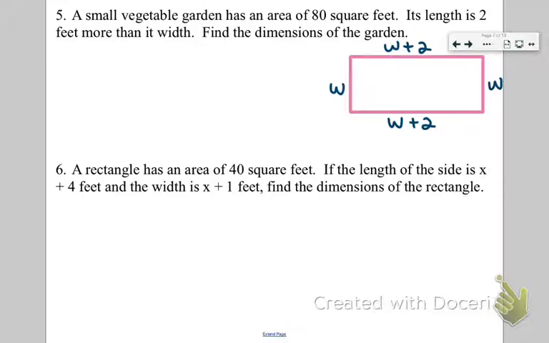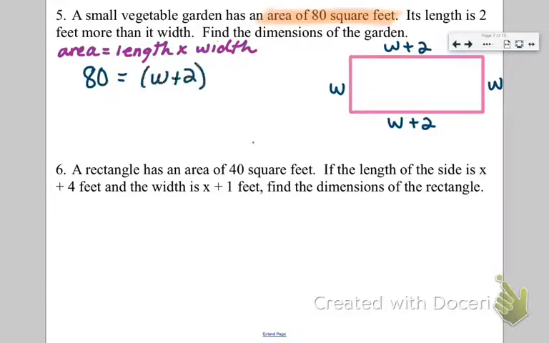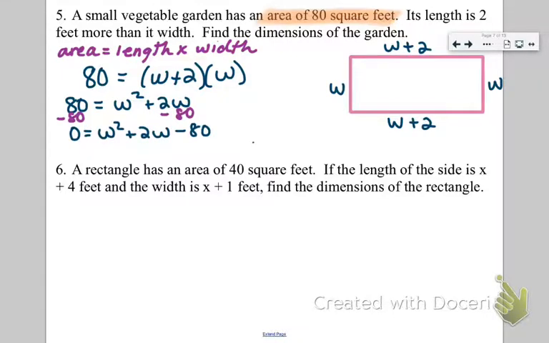So now it says find the dimensions of the garden. The other piece of information was that the area was 80 square feet, and the area of a rectangle is length times width. So we're going to plug in 80 for area. And then our length is W plus 2, and our width is W. So multiply them together. Now, in order to use the zero product property, we have to have 0 on one side. So I'm going to multiply on the right first, and then subtract over that 80. Again, that order doesn't matter, but we do have to have 0 on one side, and you do have to do the distributive property on the right to multiply.